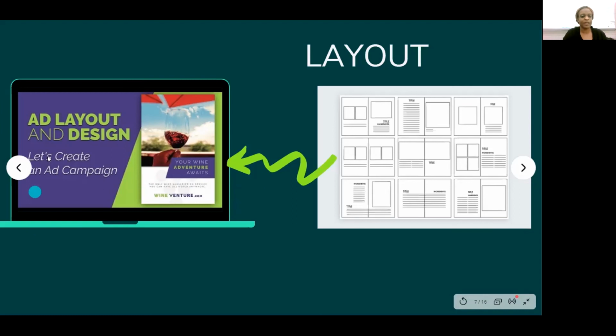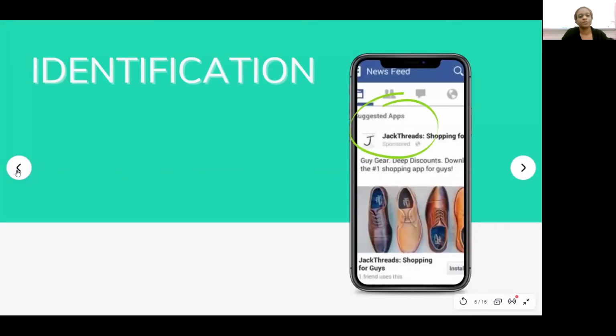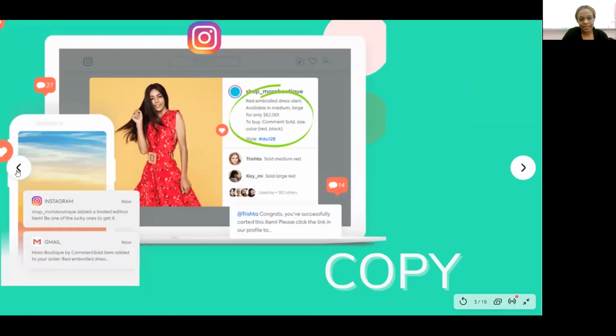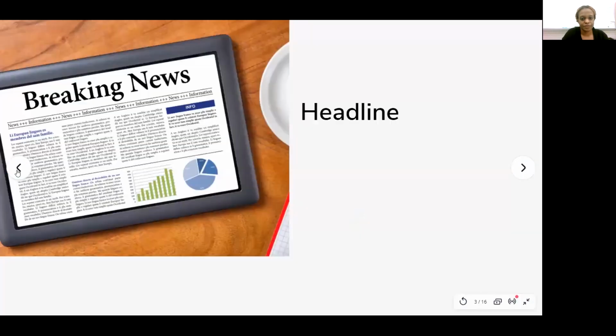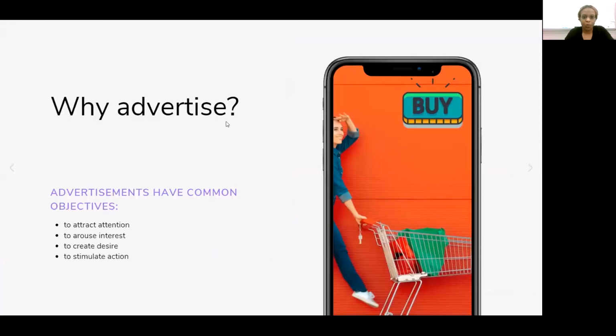All right, so I'm just gonna go backwards. So we had a layout, and what does our layout of our advertisement include? Identification, copy, illustration, and a headline. And why do we advertise? To attract attention, to arouse interest, to create desire, or to stimulate action.